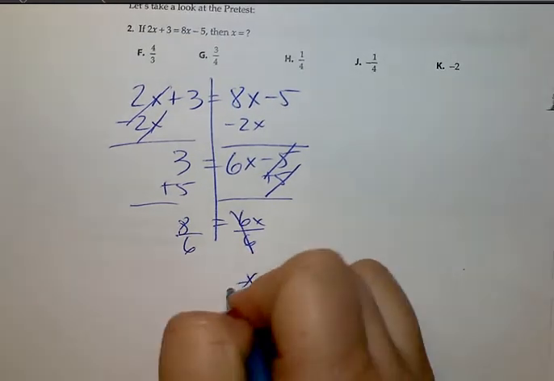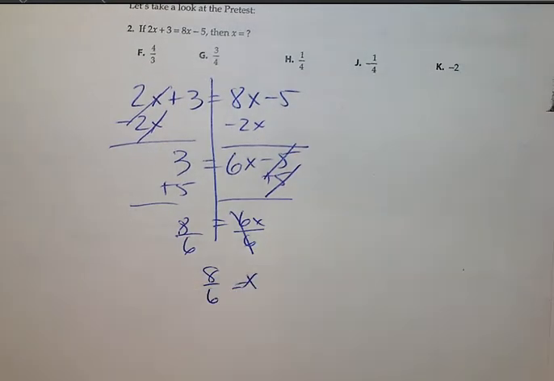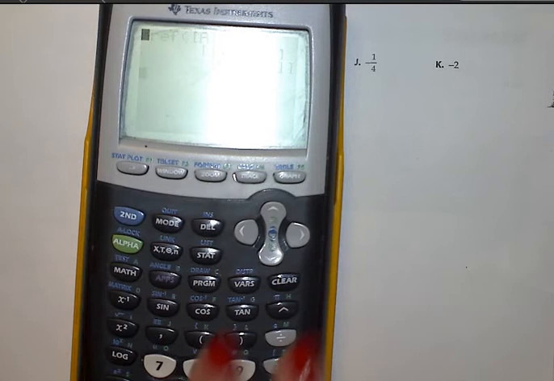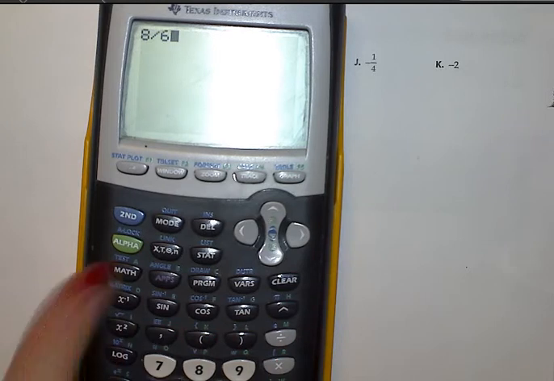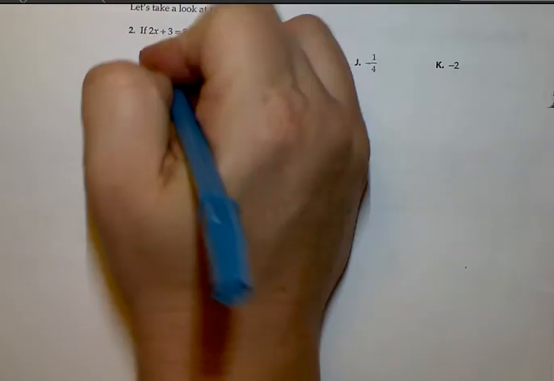Well, you're going to notice that 8/6 is not an option. When you don't see it as an option, always check to see. And as a reminder, how do we reduce fractions if we don't want to do them in our head? We hit math, fraction, enter, enter. So 4/3. Is 4/3 an option? It sure is.